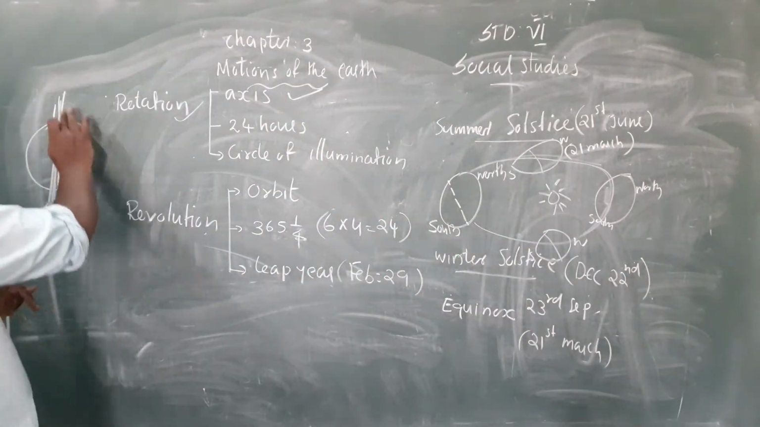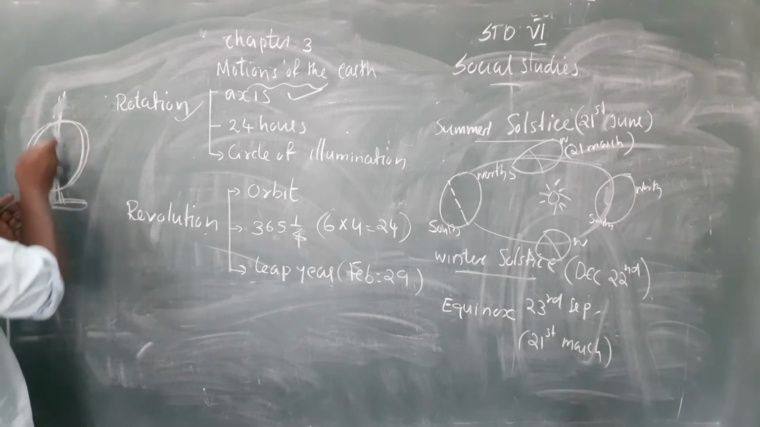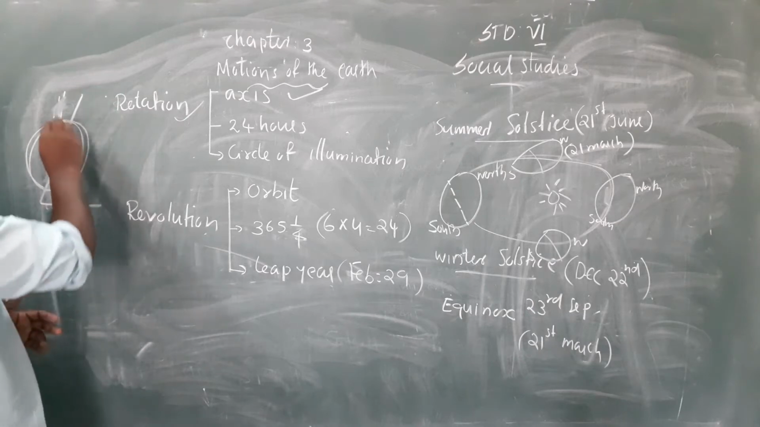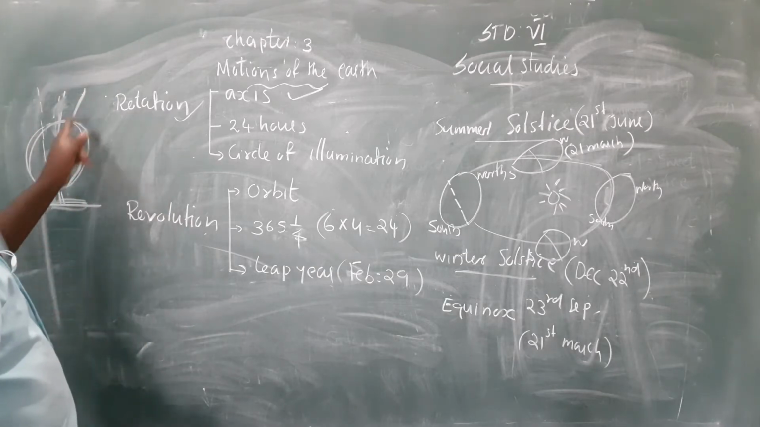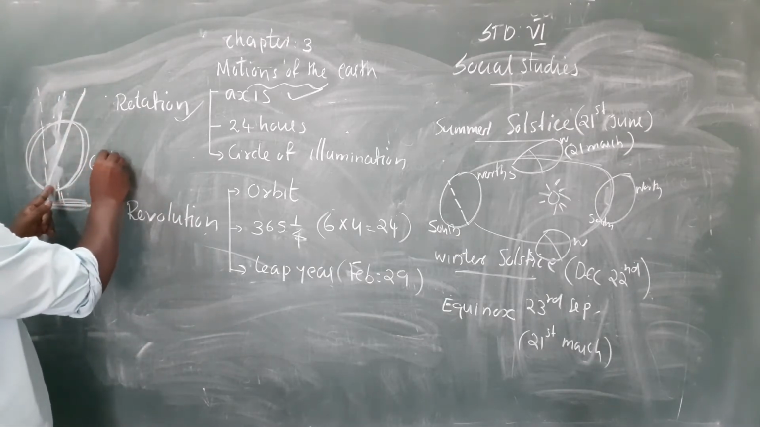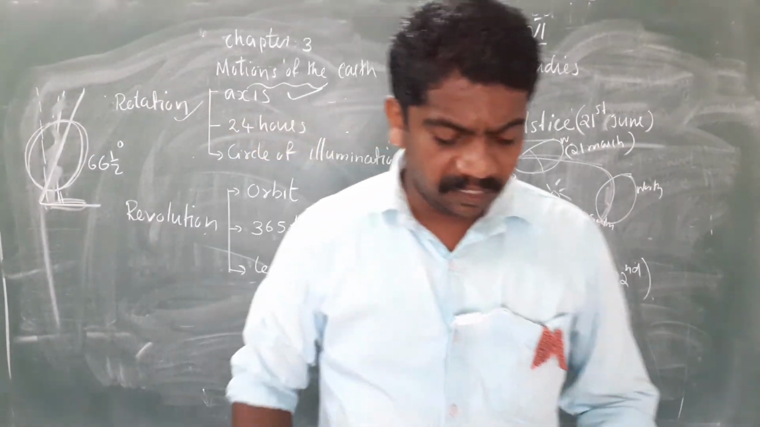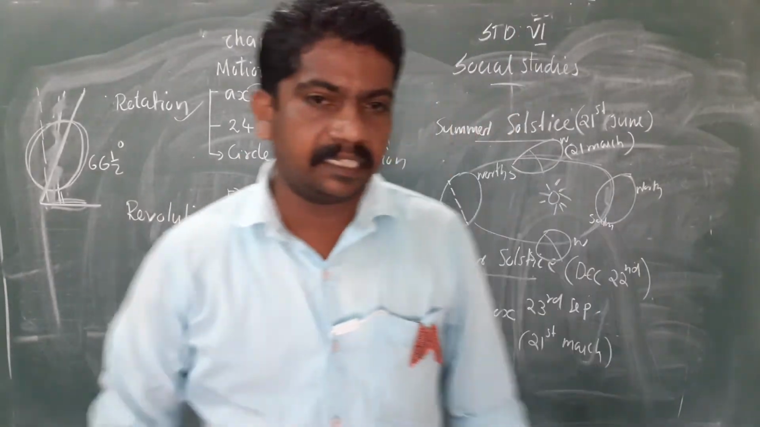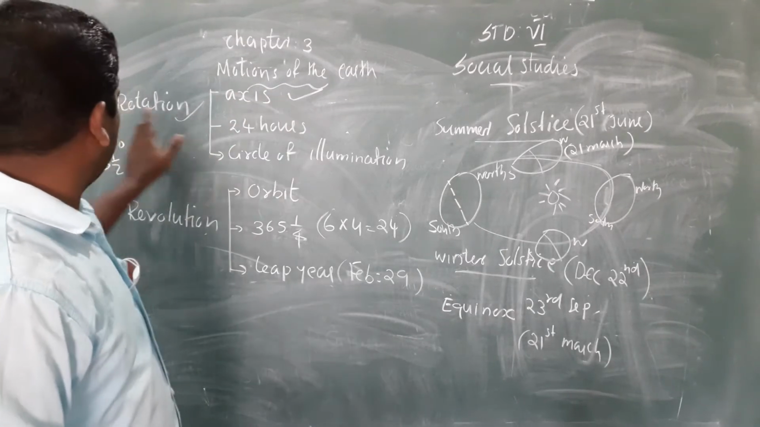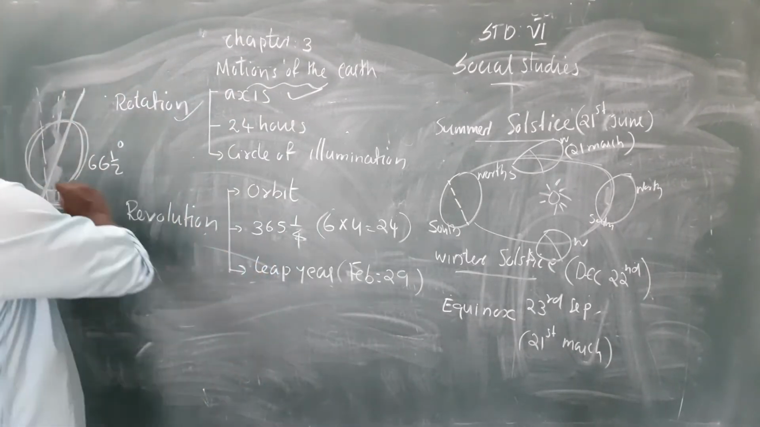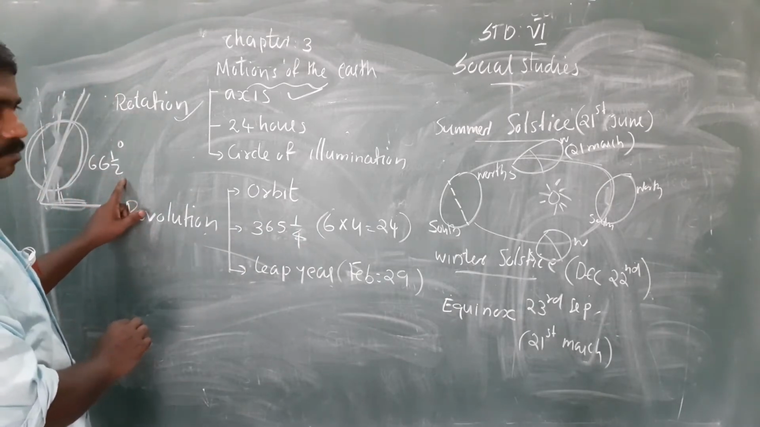It is not straight. You can see the line here. If it is our earth, it is not straight, but it is in a slanting position. This is a straight line. So axis is in a slanting position. Here, what is axis? Axis is an imaginary line which connects North Pole and South Pole. There is some slope of this axis, nearly 66.5 degrees.